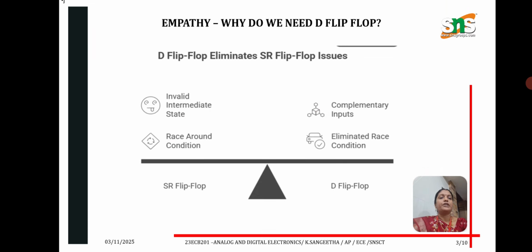So next we will enter into today's topic. Why do we need the D flip-flop? The main point is that we need a D flip-flop to eliminate the race around, that is, the invalid state in the SR flip-flop. Other points are that D flip-flops are used as a memory element, and they can be used in counters and registers. These are the main points.